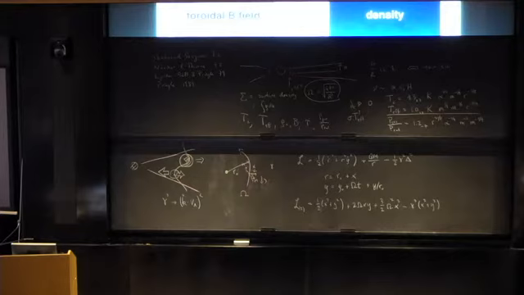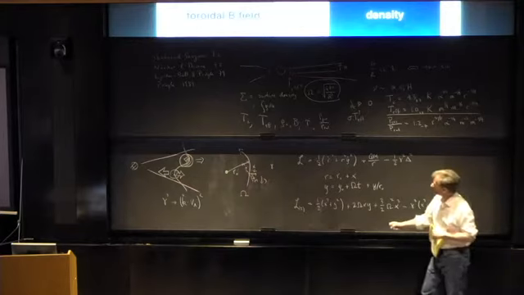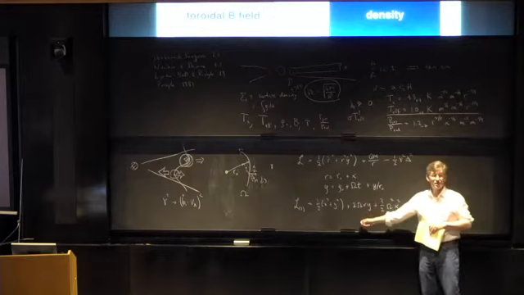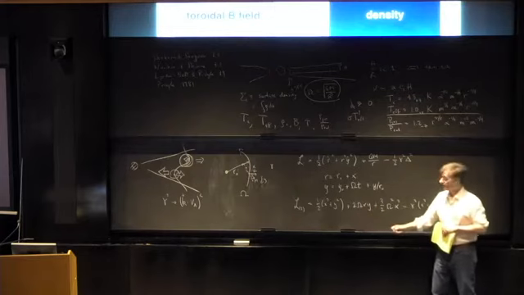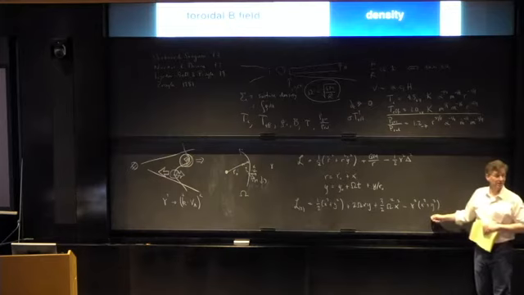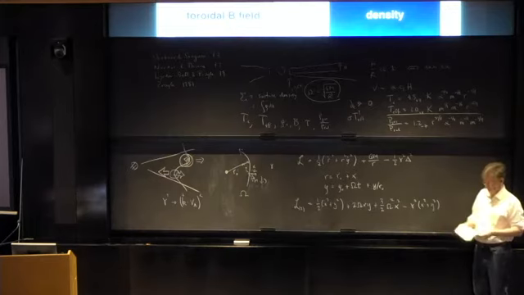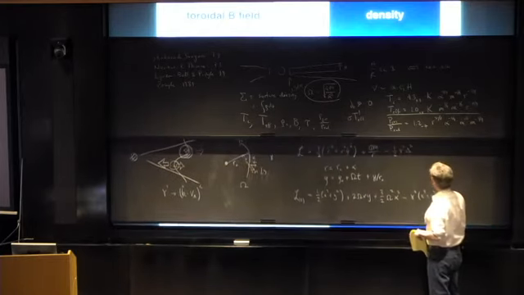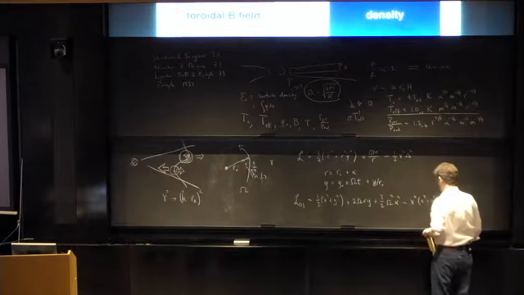Okay. So you can see some familiar stuff here. This is just the kinetic term. This is going to give us the Coriolis force. This is related to the tidal expansion of the effective potential around the circular orbit. And this is our spring. Okay, so then Euler-Lagrange gives us the equations of motion.